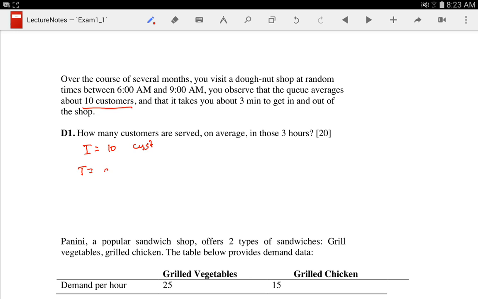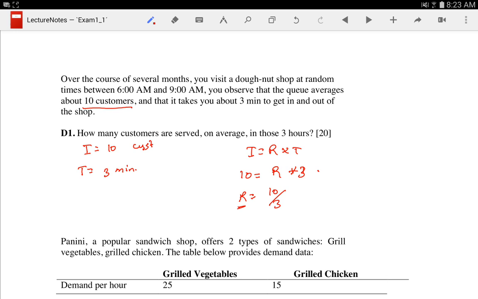Similarly, T, the flow time, is 3 minutes. So we can use Little's Law: I equals R times T, where I equals 10, R is what we want, and T equals 3 minutes. So R equals 10 divided by 3.